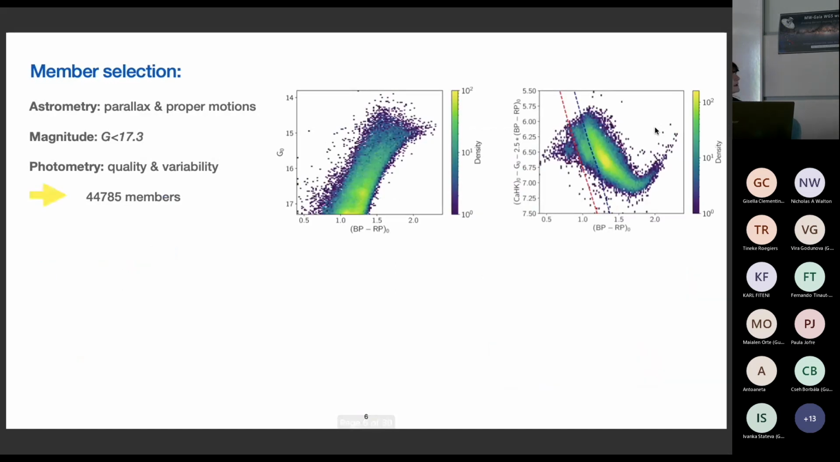As I said, we first of all applied cuts using astrometry. We also set a threshold in magnitude, so we limit our sample to G below 17.3 in the G band, and this was done to avoid the red clump and horizontal branch region, where metallicities were harder to infer, and also where the Pristine photometry is not well constrained.